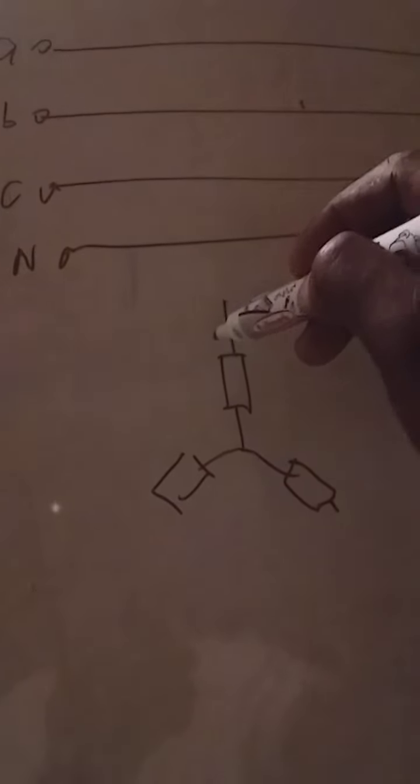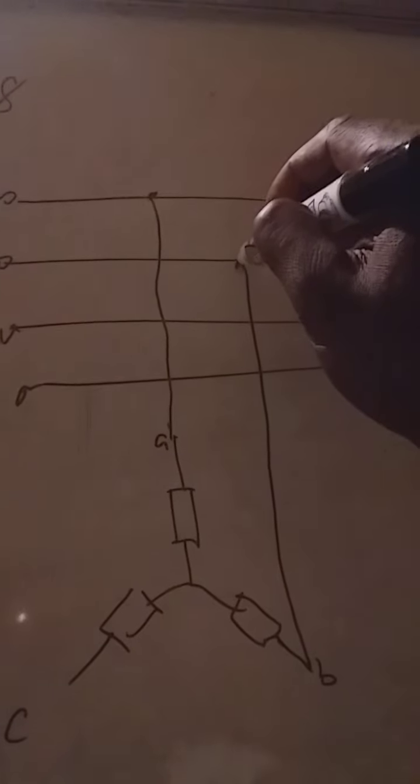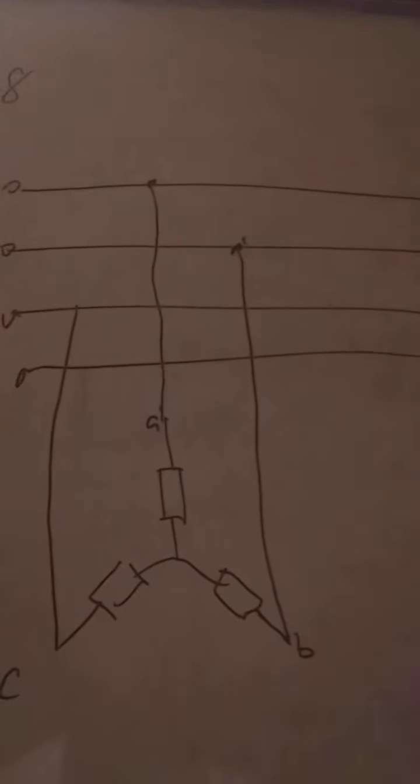So star means you have a star connected load that is connected to the line. If this is line A, B, C, then A will be connected straight to A, B will be connected straight to B, and C will be connected straight to C. That is how that load is connected.